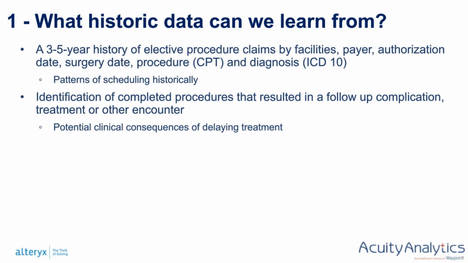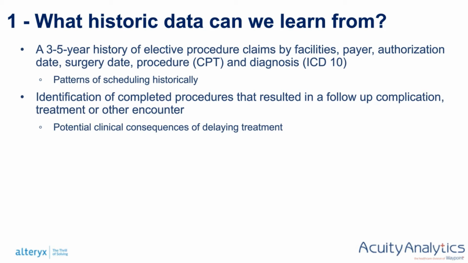First thing we need is data, and we need 2 types. Historic data, which we can learn from. The first thing we want to look at is a 3 to 5 year history of elective procedures claims by facility. When they were scheduled or when they were authorized, when they were scheduled, what types of procedures they were. We're going to learn from this to understand and identify patterns of how different procedures are scheduled and worked historically. If possible, we're also going to look for information about complications resulting from delay of care from your particular healthcare organization. That's the best way to learn.